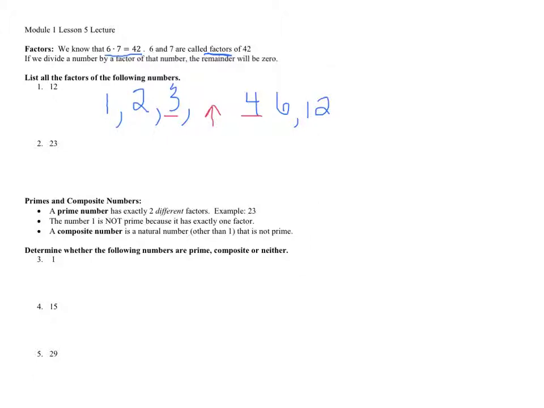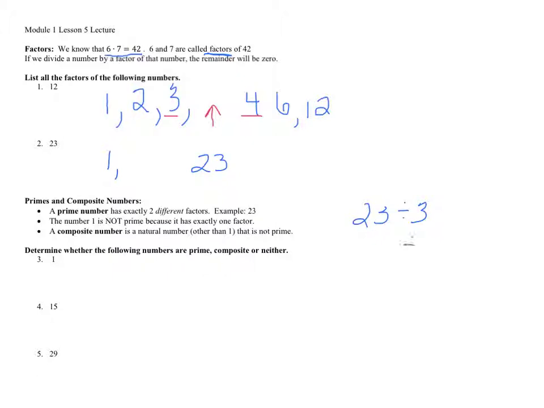Now for 23. So I start in the same way. I know that 1 times 23 is 23. Well, 2 is even and 23 is odd, so 2 won't go in. And then I try 3. Well, if I'm unsure, I can always do 23 divided by 3, either in long division or on a calculator. And I'll see that this comes out as a decimal, so that doesn't work.